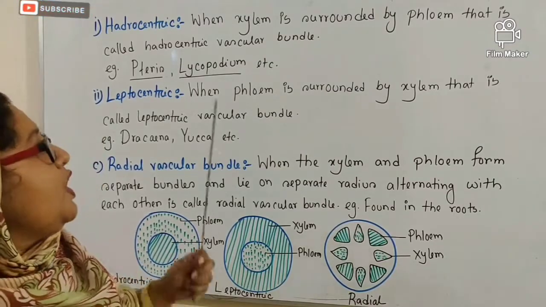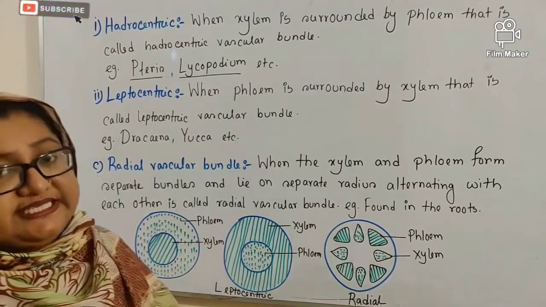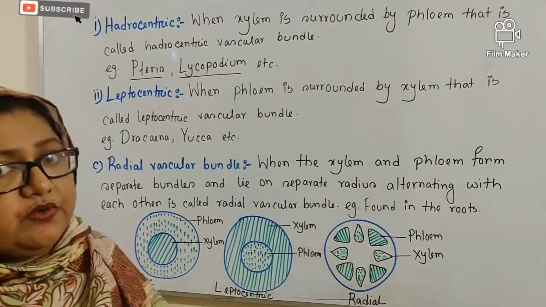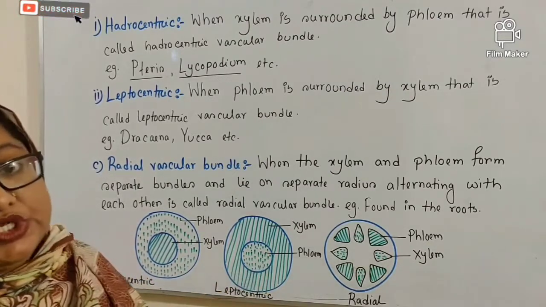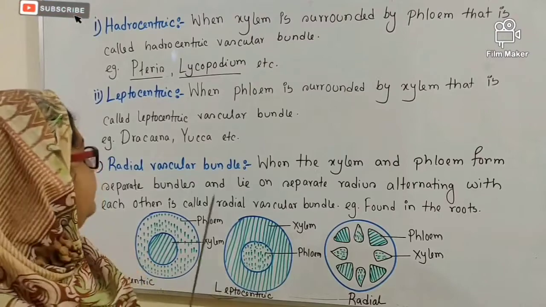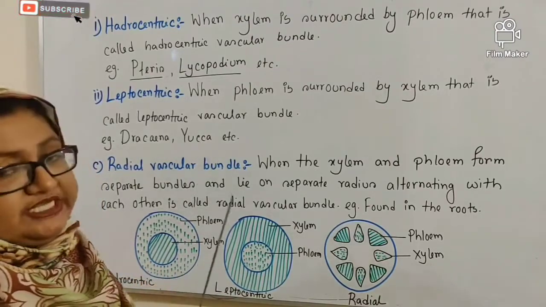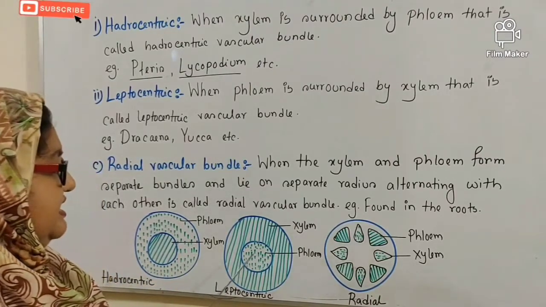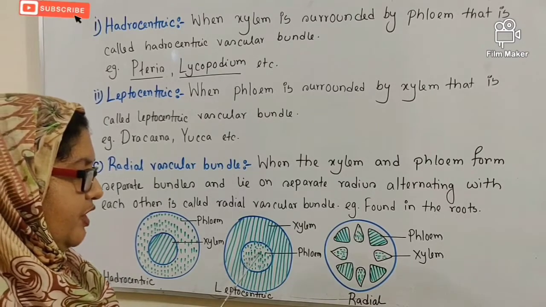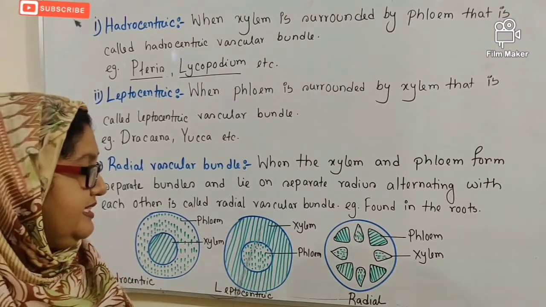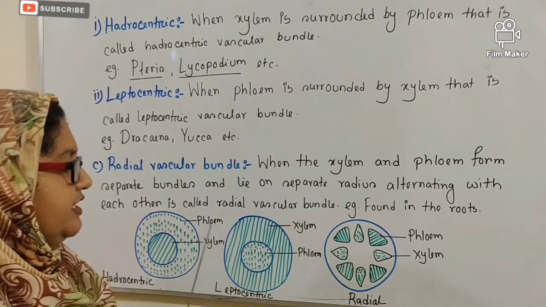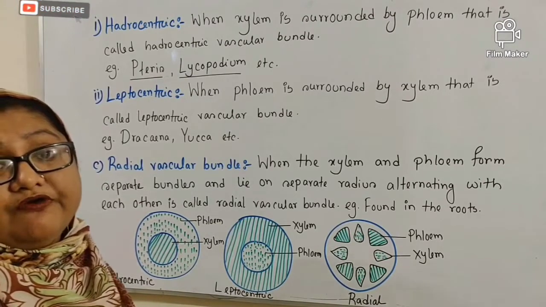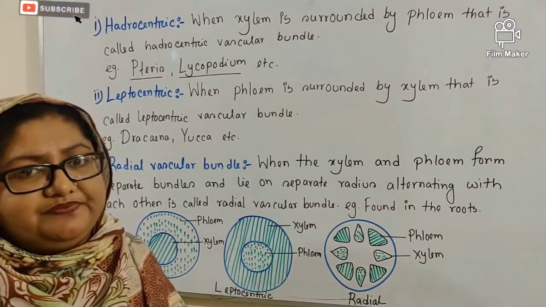Now leptocentric. When the phloem remains surrounded by the xylem, that is called leptocentric. The examples are Dracaena, Yucca, etc. You can see in the diagram, the phloem remains at the center and the xylem surrounds the phloem. So this is the diagram of a leptocentric vascular bundle.